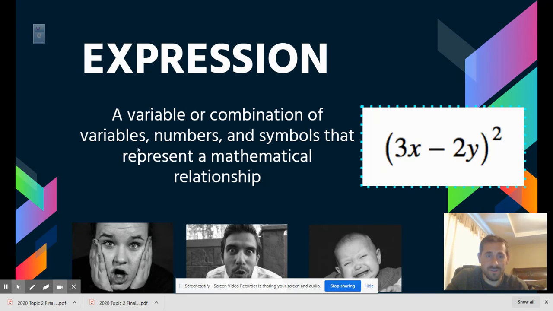Okay, again, an expression is a variable or combination. So this whole thing is an expression.